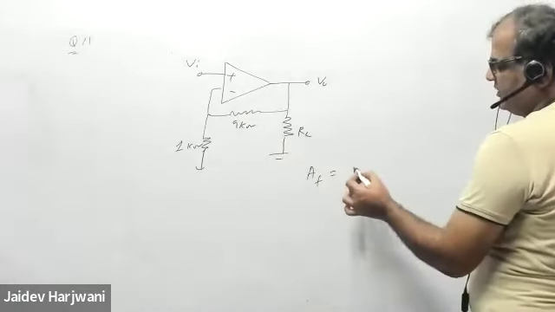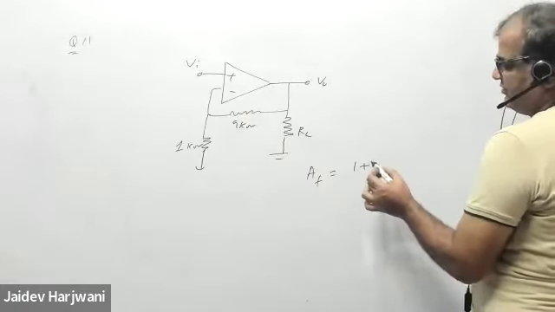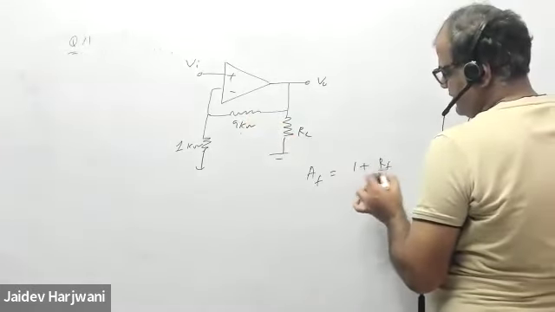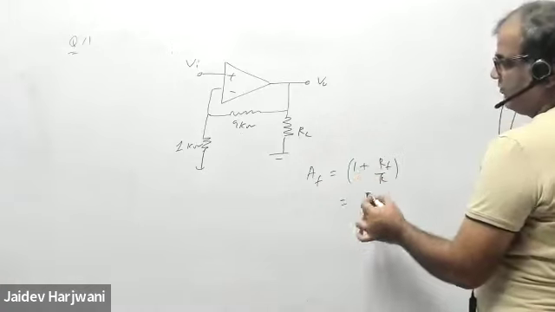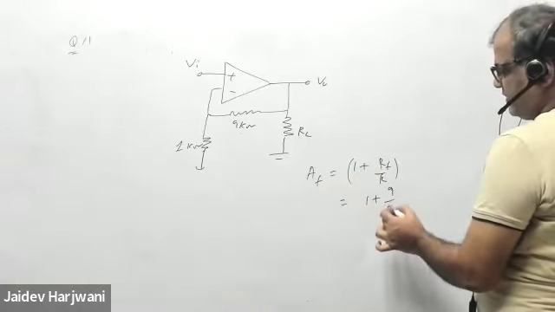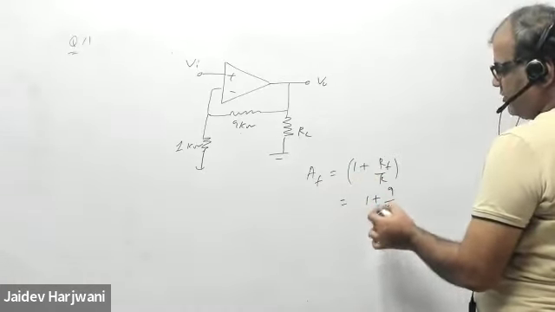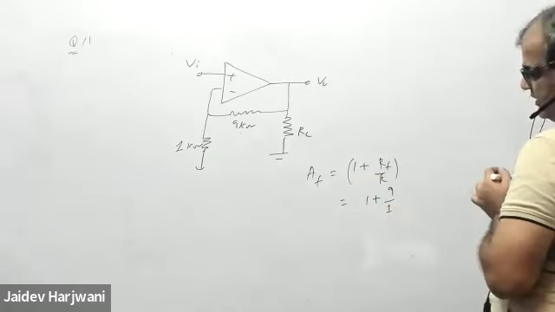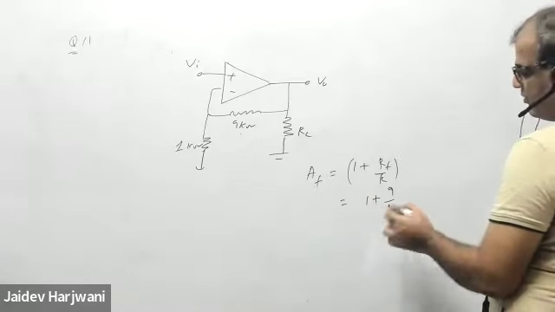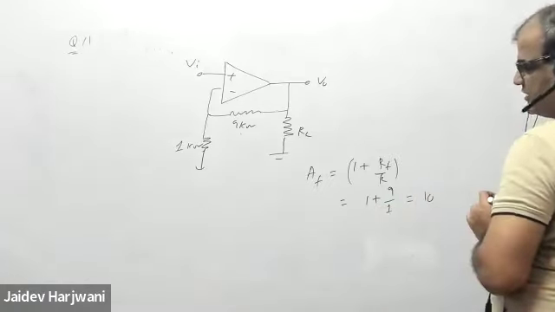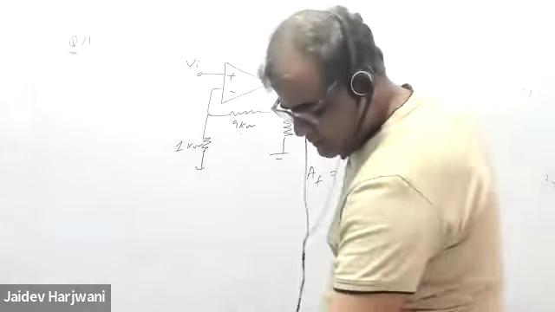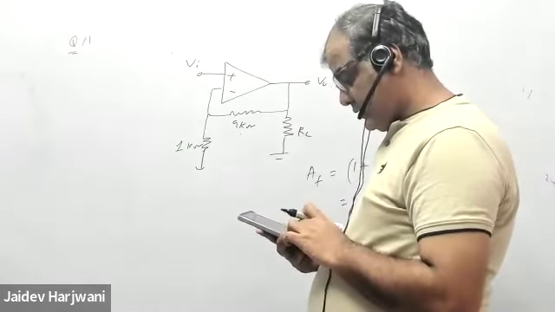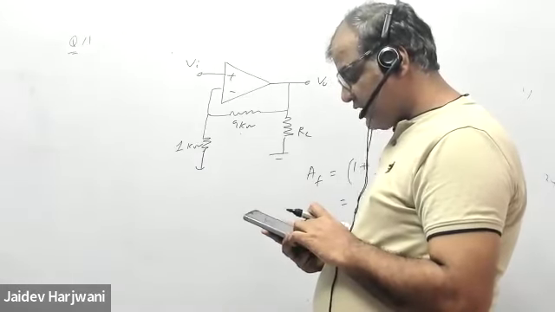AF will be how much? 1 plus RF by R. This is 1 plus 9 divided by 1, that is, the 1 cancels. 10. 1 by a number is the number only, so it will come 10. 10 is the answer. Okay. So what about the feedback configuration? What should we say? So AF is 9 is wrong.